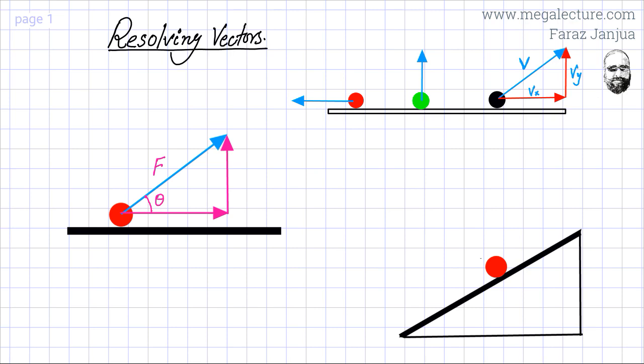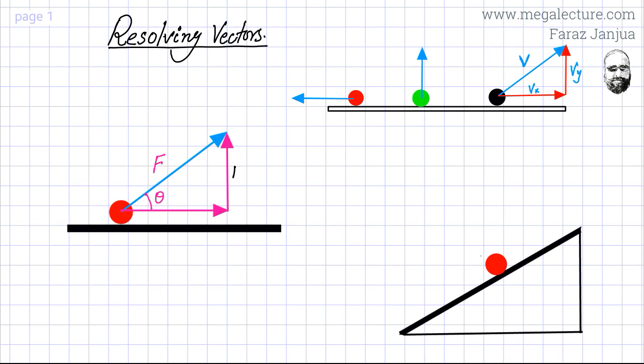Now, this is F's vertical component. Let's name it Fy. This is the horizontal component of F. Let's name it Fx. So this force F is acting at an angle with the surface. So there is a part of this force that is dragging the object along the surface, and there is a part of the force that is actually trying to lift the object off the surface. This is Fy. This is Fx.